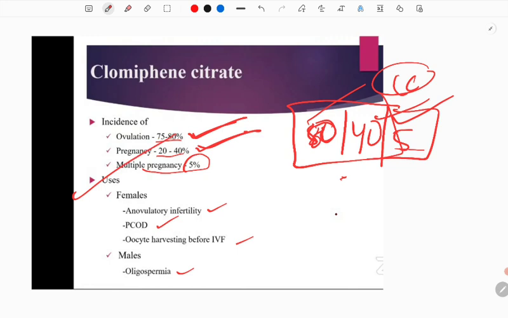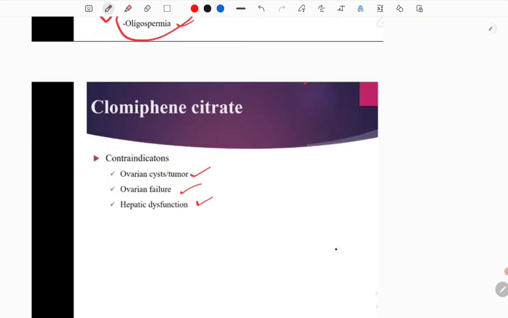Okay. The uses in females are anovulatory infertility, polycystic ovarian disease, and oocyte harvesting before IVF cycles. In males, you can give it for oligospermia. Okay. The clomiphene citrate contraindications: ovarian cyst or tumors, ovarian failure, and hepatic dysfunction patients.